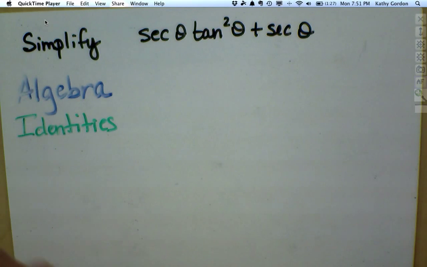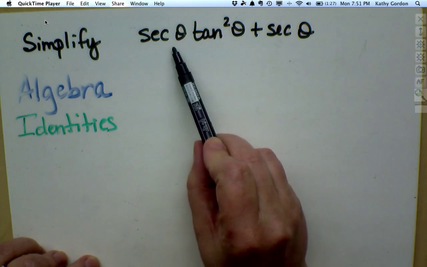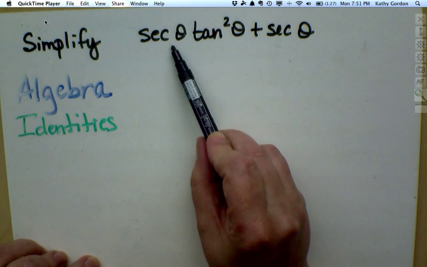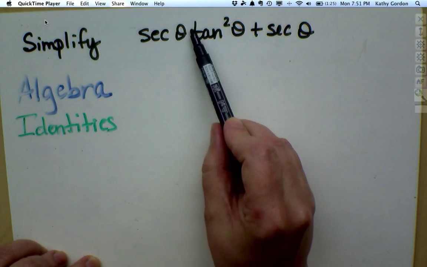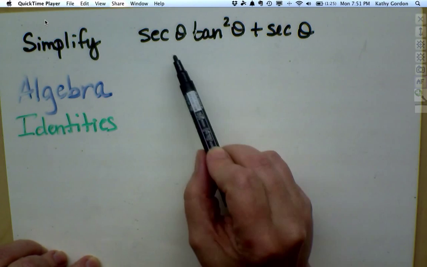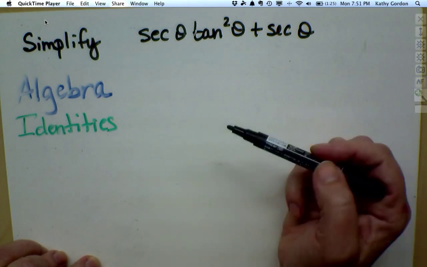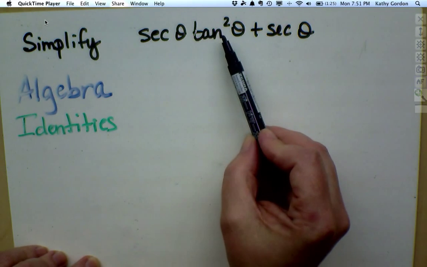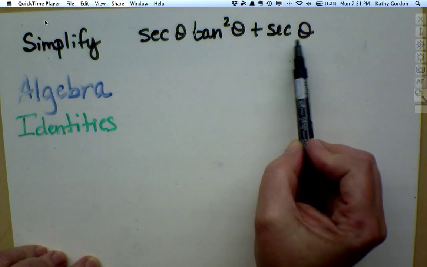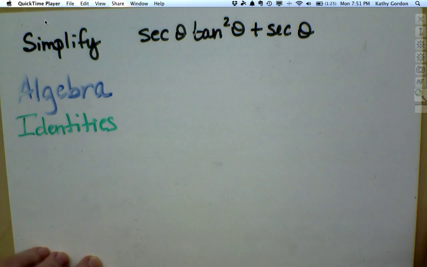So let's go back to our expression. The first thing we need to realize is if we have these two trig expressions side by side and there's nothing in between them, then that indicates these are being multiplied together. So we're saying it's secant theta times tangent squared theta and then plus another secant theta. Okay? So you start thinking about what kind of algebra can I do, what kind of identities might fit.